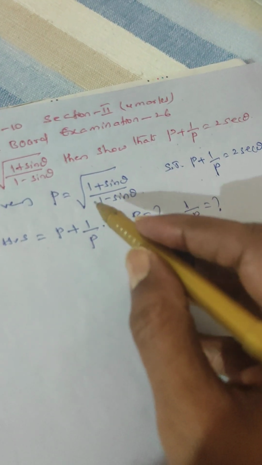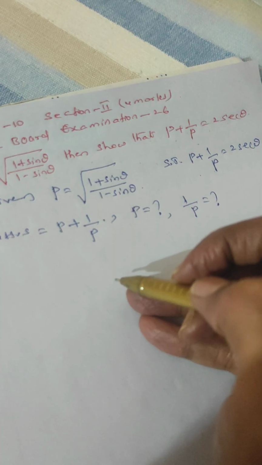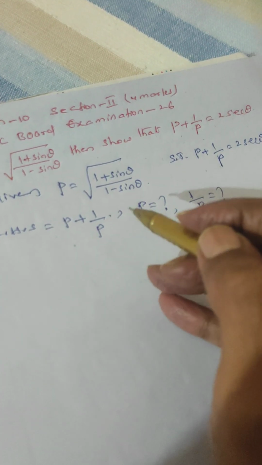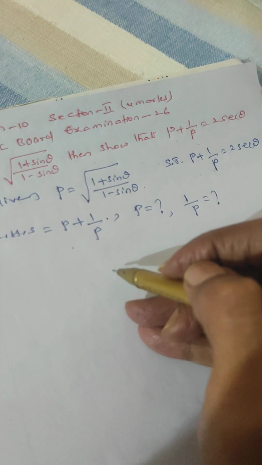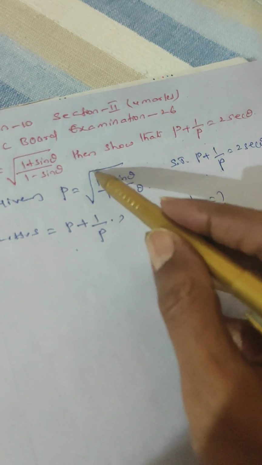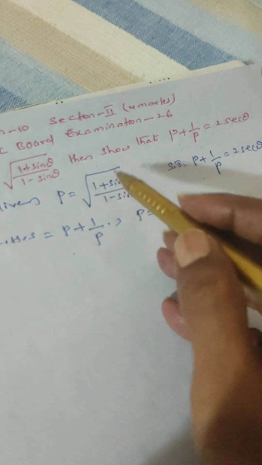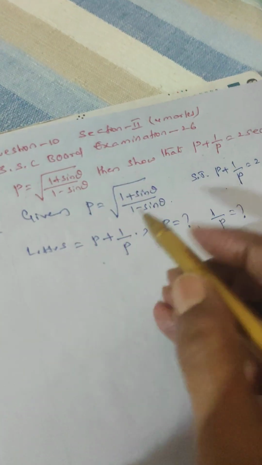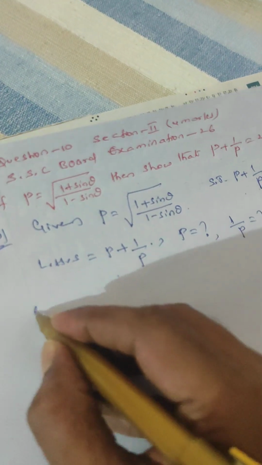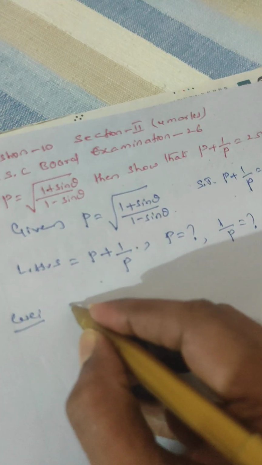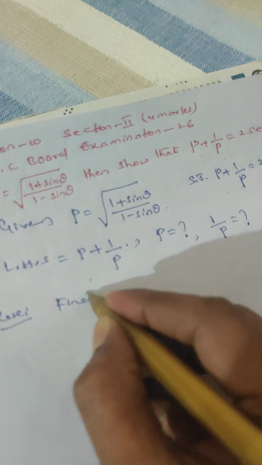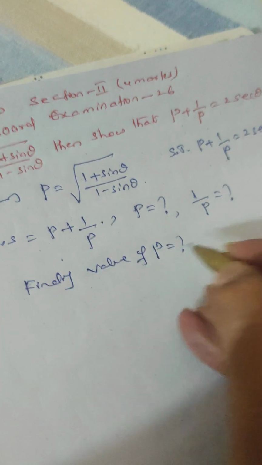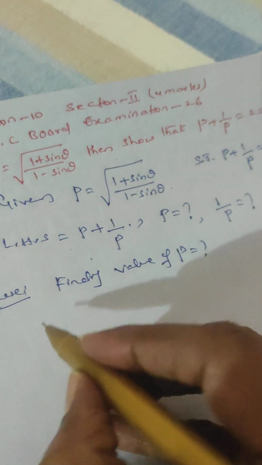But the P value is given in terms of square root. So it will be a little bit confusing to substitute these values and proceed with the problem. So what I will do in my first step, I will try to find out the value of P without any root, so that the simplification can be easy. So let us first find out the value of P. In case 1, I am finding the value of P. To find out the value of P, let us take the given P value.